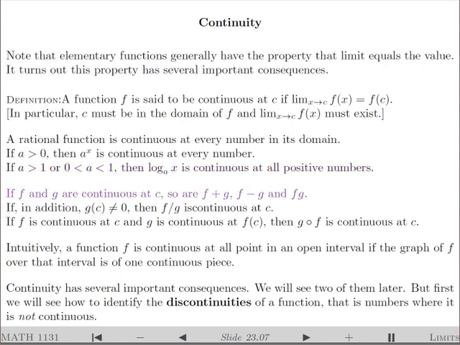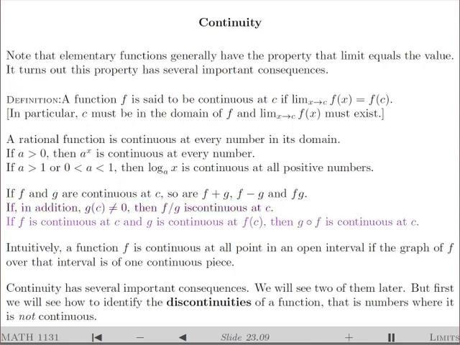So if f and g are continuous at c, so are f plus g, f minus g, and f times g. f over g will be continuous provided it makes sense, that is, if the denominator is not 0 at c. In that case, the limit we know exists and equals the value if f and g are continuous.